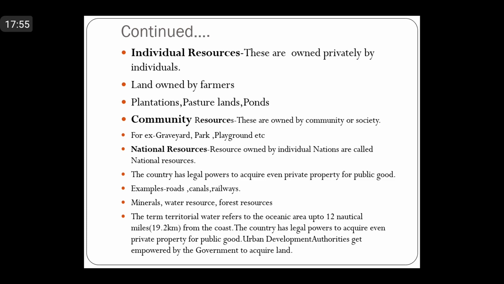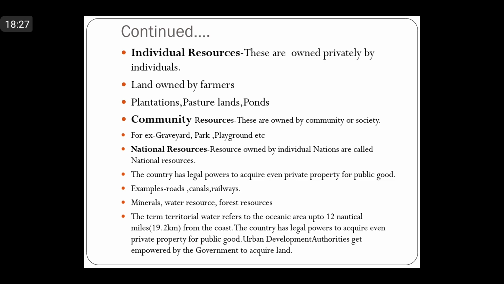So this is owned by the members of the community, and this resource is for everyone. The village commons, grazing lands, burial grounds, village ponds, public parks, picnic spots, playgrounds, all these are what? All these are community based resources or community owned resources. Okay, community here means that it is for everyone.